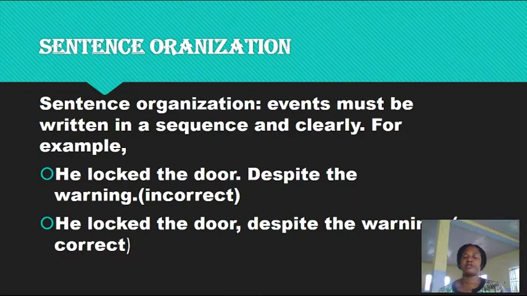Now you would agree with me that when you're writing this or reading it out loud, he locked the door despite the warning. Even when you say it, there's a short pause there. So that should give you the signal that you need a comma and not a period. A period is a longer pause.